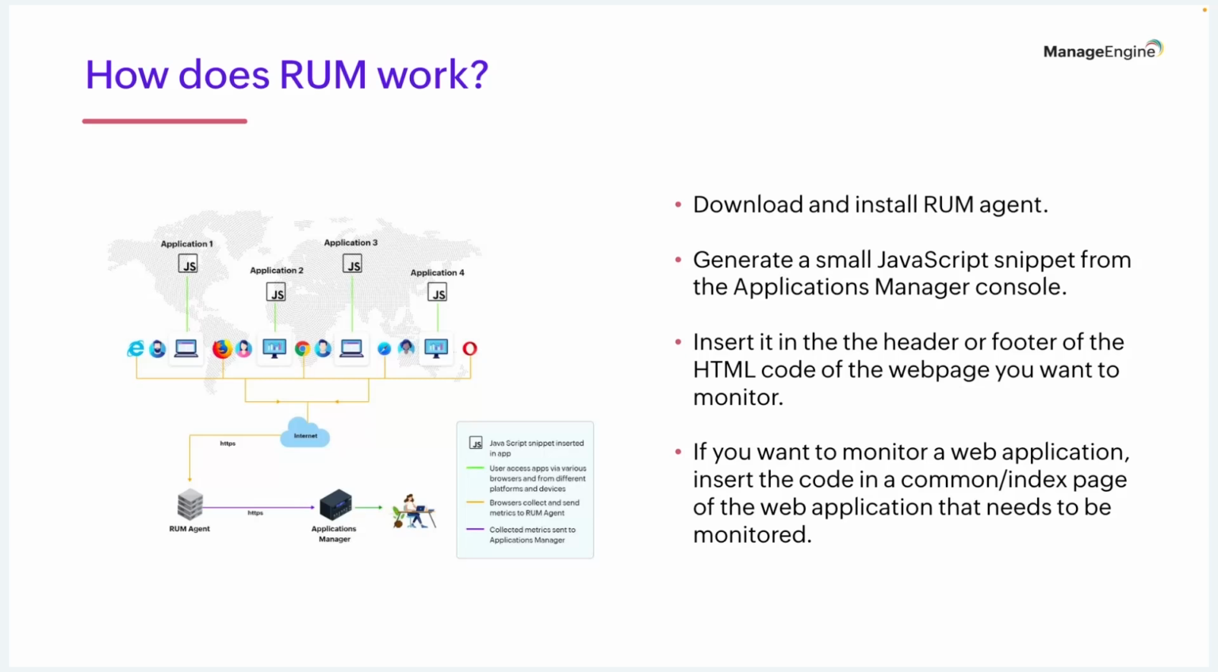Upon loading, the JavaScript snippet will act as a code that collects performance data and constantly transmits it to the RUM agent. The agent communicates this between the JavaScript code and application manager's web client data, which depicts the captured data.